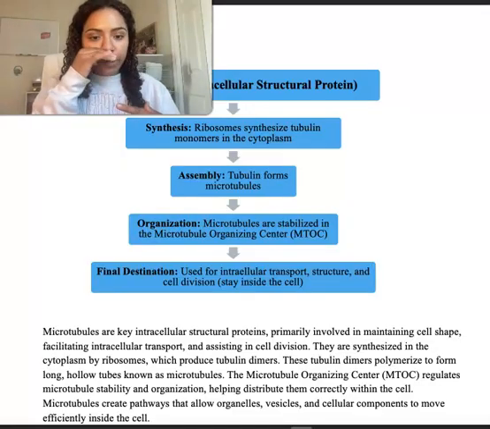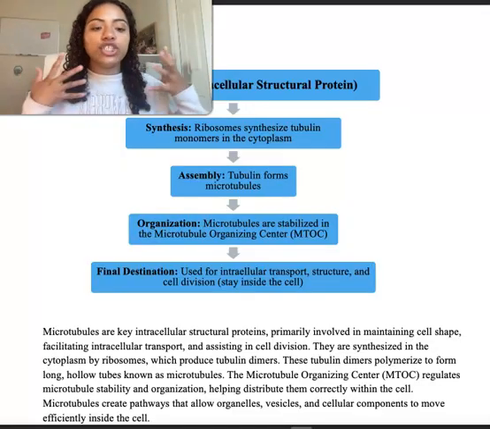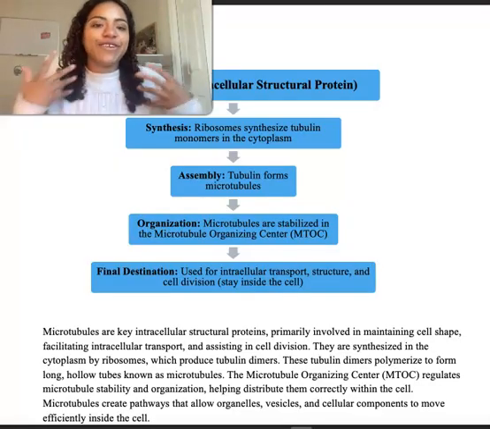Understanding how these macromolecules move within the cell really shows the intricate mechanisms that sustain life.